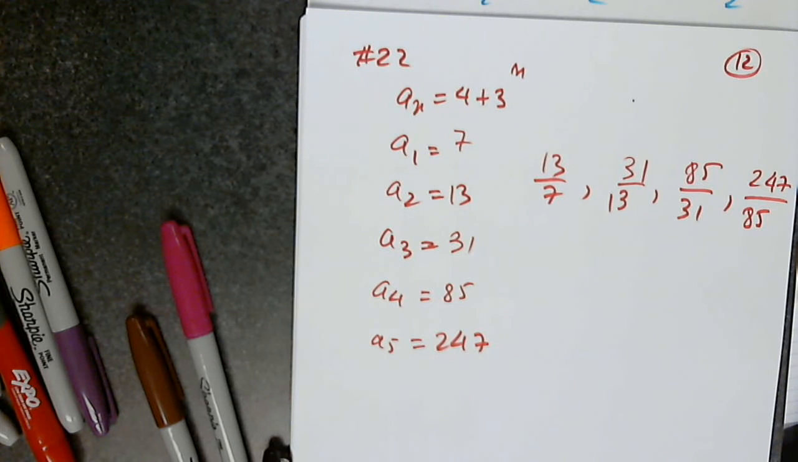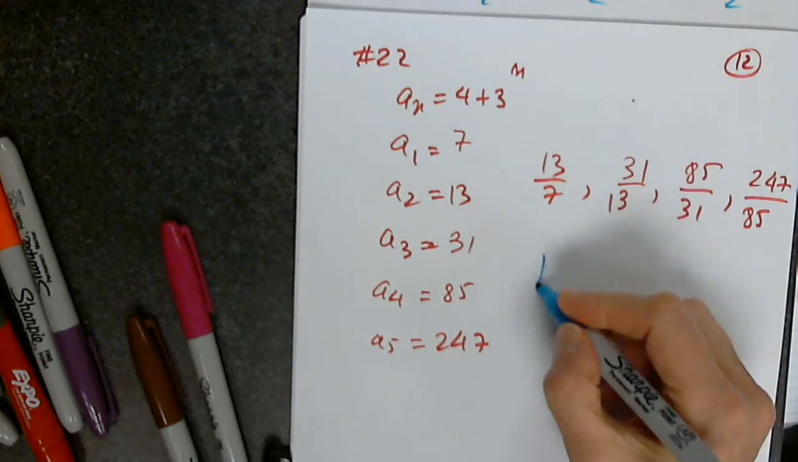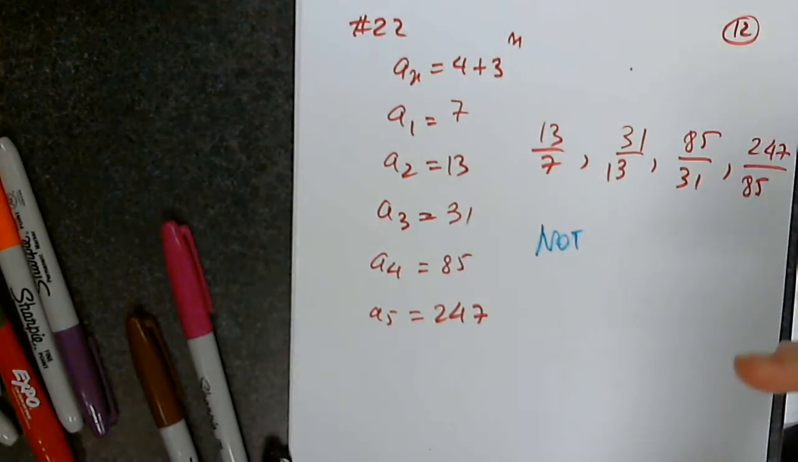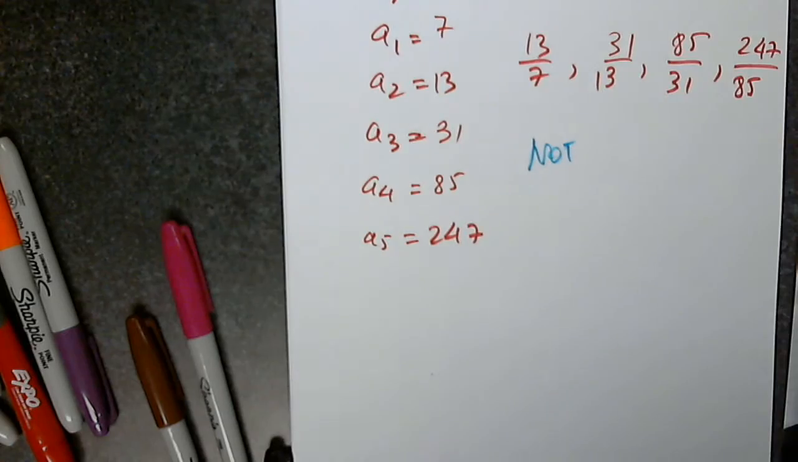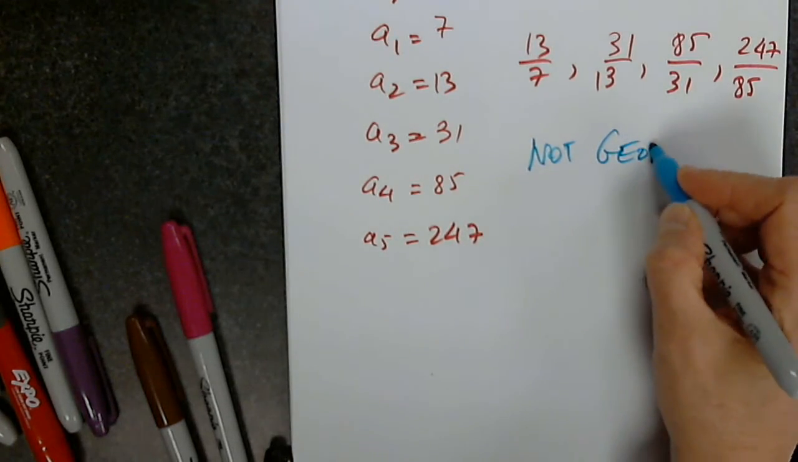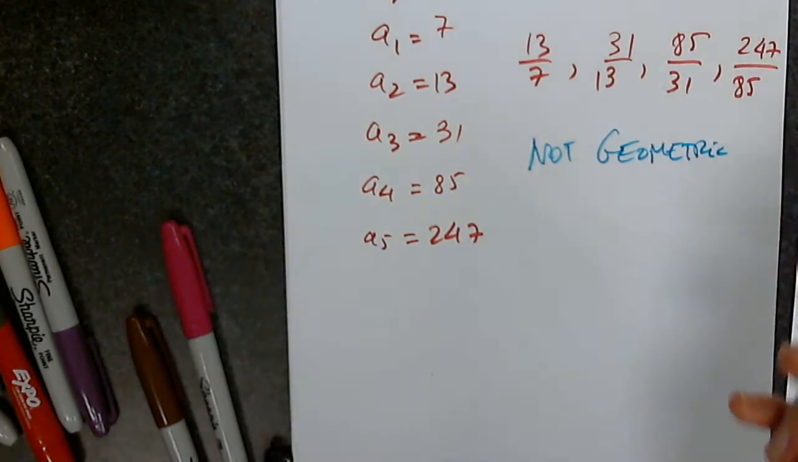Let's grab the calculator and just divide the first and the second, and that's enough. So, of course not, but let's do that. 31 divided by 13. No. So, what do we conclude about this sequence? Not geometric. It is a sequence, but not a geometric sequence. Awesome.